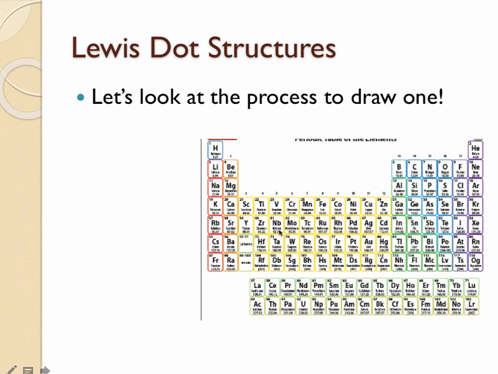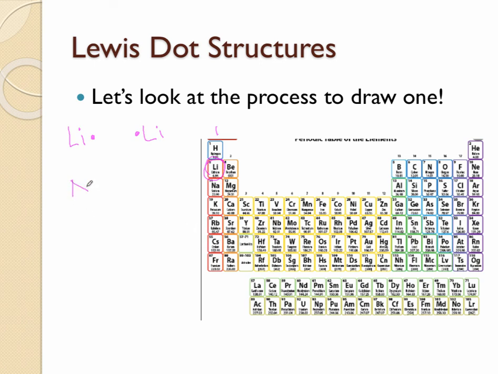So let's look at a couple of examples. Let's use one that we just saw. Let's look at lithium. Find lithium on the periodic table. Oh, it's right here. It is in group one, so it has one valence electron. I would draw the lithium's electron dot symbol like that. You could also draw lithium's dot symbol like this. You could put the dot on the bottom or on the top. It doesn't really matter.